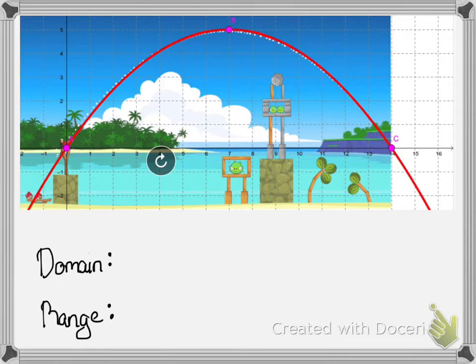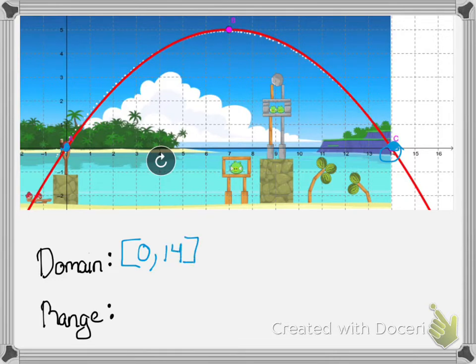Remember, domain is associated with your x values. So you're basically trying to see, okay, where did it start and where did it stop along the x-axis? So as you can see, this first pink dot right here, it started at 0. And then if you notice, by the time the bird hits the water, it stops right here at number 14. So my domain goes from 0 to 14. So I'll put bracket 0, comma 14. Remember, this is representing an interval.